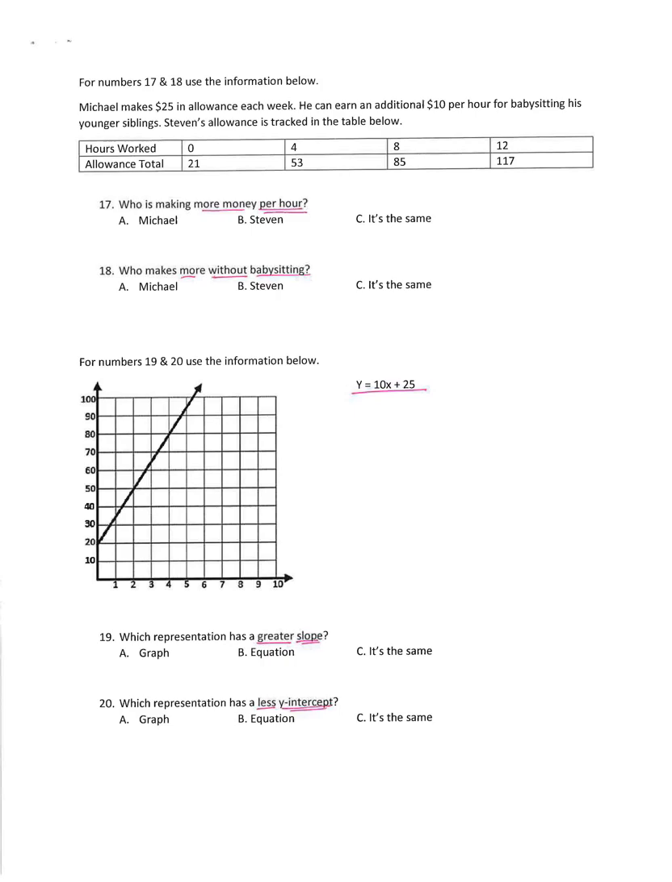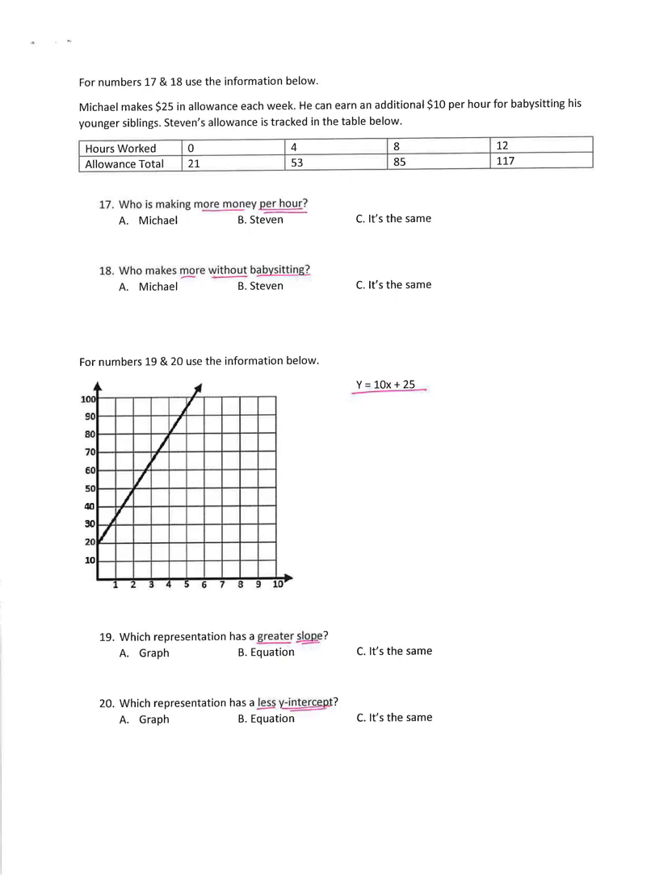For numbers 17 and 18, use the information below. Michael makes $25 in allowance each week. He can earn an additional $10 per hour for babysitting his younger siblings. Stephen's allowance is tracked in the table below.